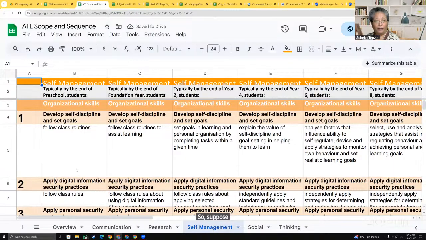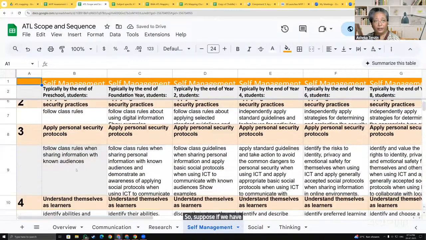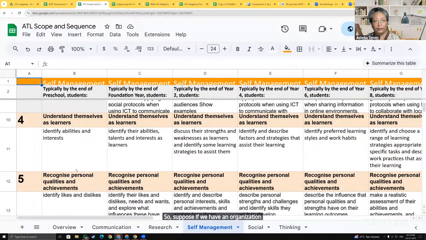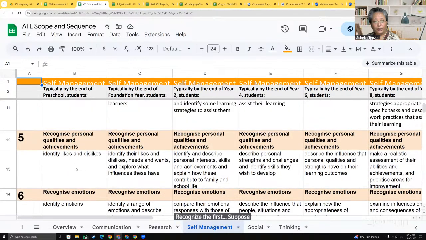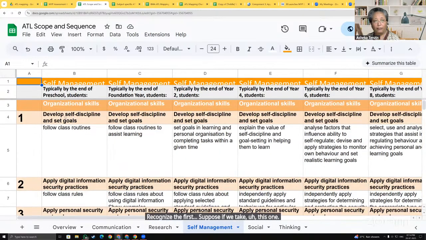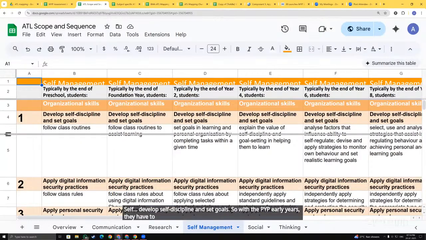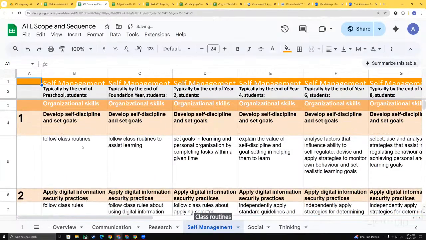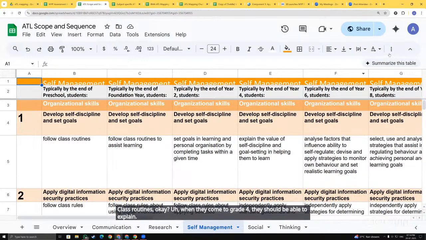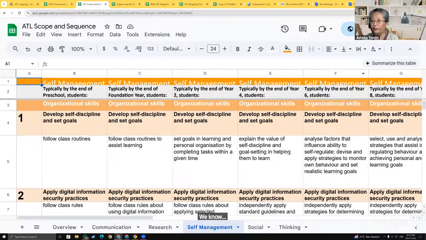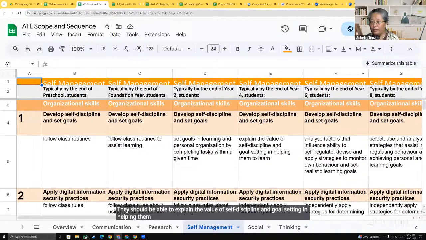So suppose we have organization, understand themselves as learners. Suppose we take this one, develop self-discipline and set goals. With the PYP early years, they have to follow class routines. When they come to grade 4, they should be able to explain the value of self-discipline and goal setting in helping them to learn.